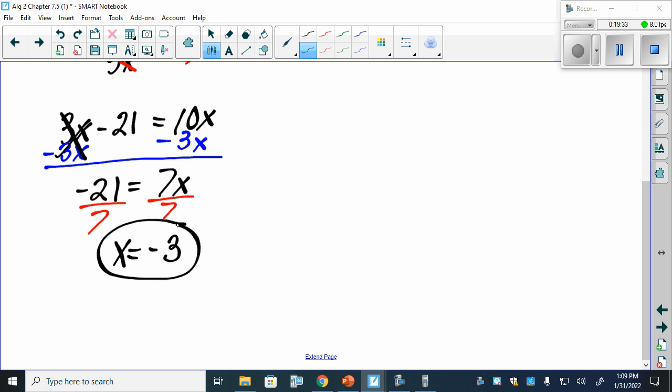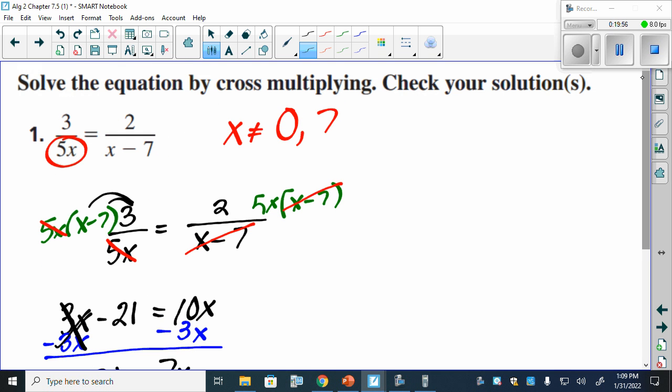Any other questions on any of this here? And is negative 3 one of our 2 restrictions that we had for this one? Well, no, so that is the correct answer. And if we plug negative 3 back in, we would see that both sides of this equation would give us the exact same thing. We would get the exact same thing on both sides. Any questions on any of this here? Any questions on anything we've done so far? No?